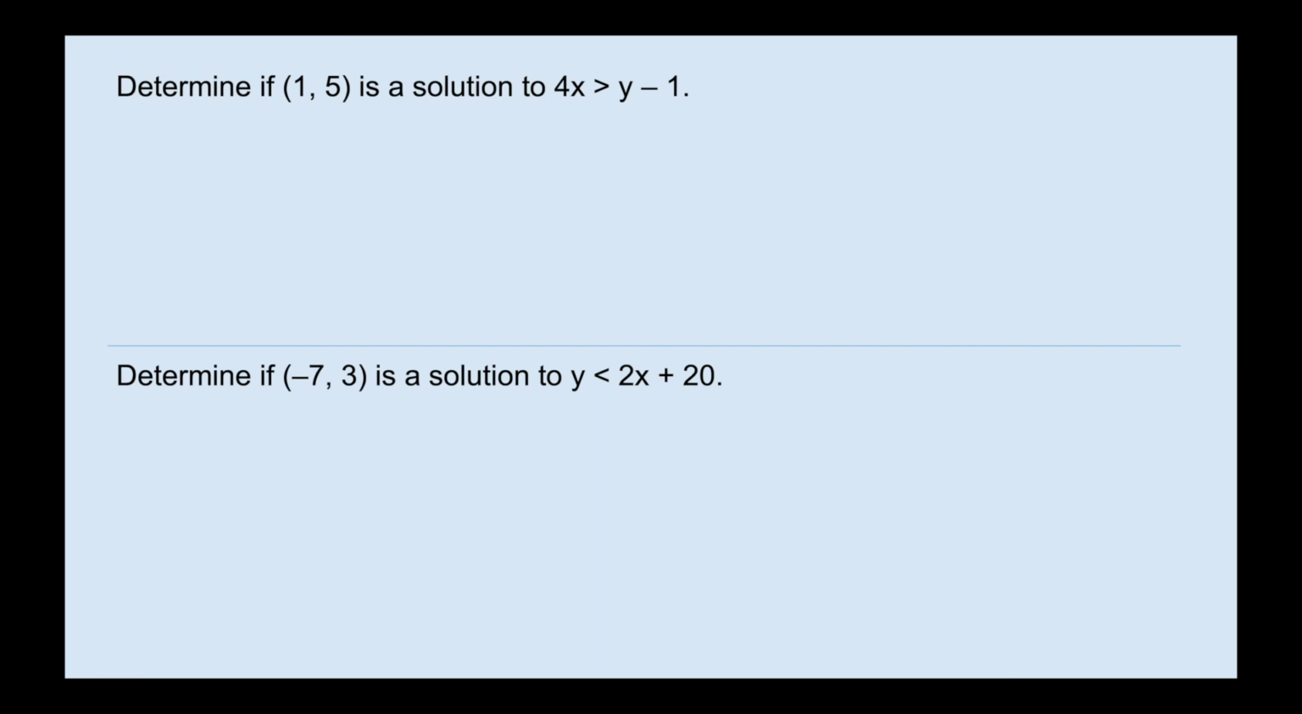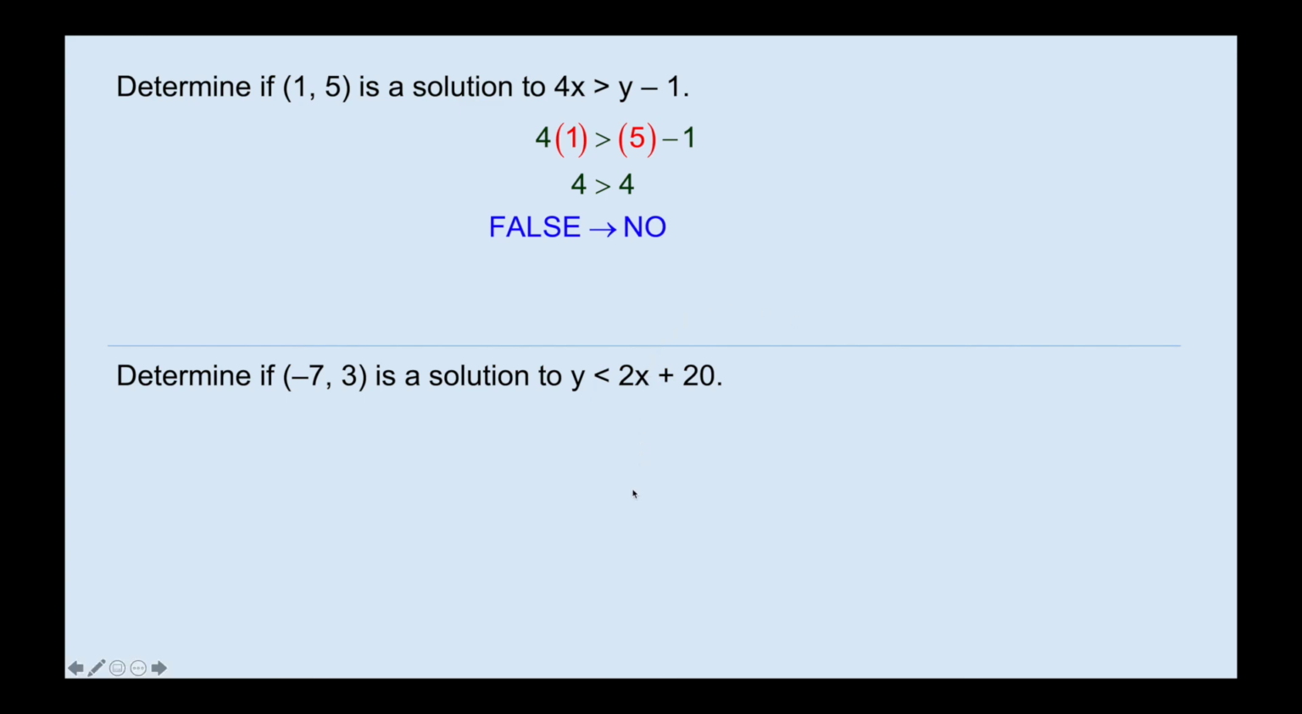And we do the same thing with these next two problems. So we're plugging in the 1 for the x value and the 5 for the y value. So if I've got 4 times 1 is greater than 5 minus 1, I'm going to get 4 is greater than 4. Now, that is not a true statement, because if it said 4 is greater than or equal to 4, then sure, that would be a true statement. But a 4 is not bigger than a 4. They're the same. So this is a false statement, so no, it does not represent a solution.